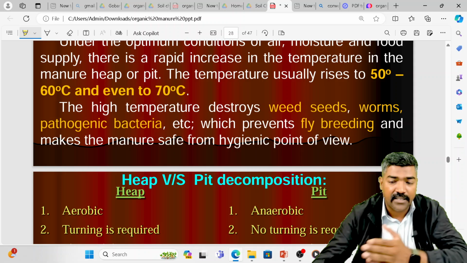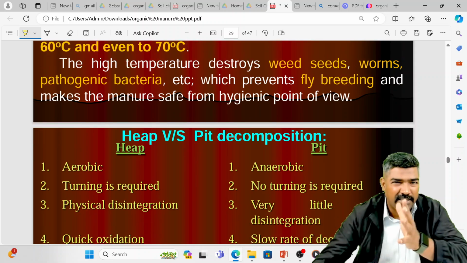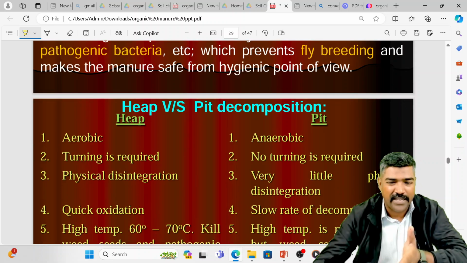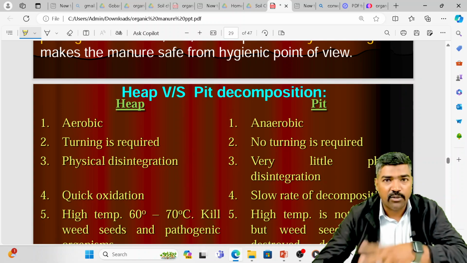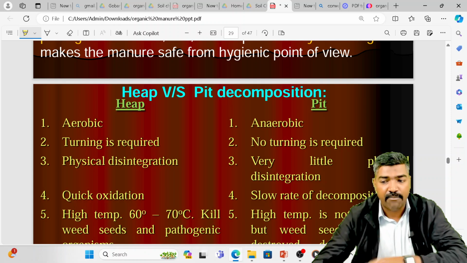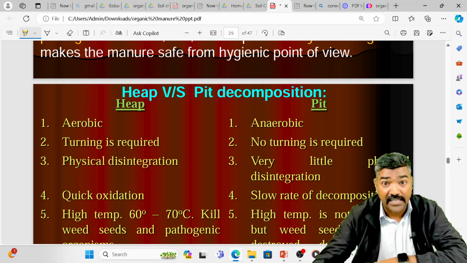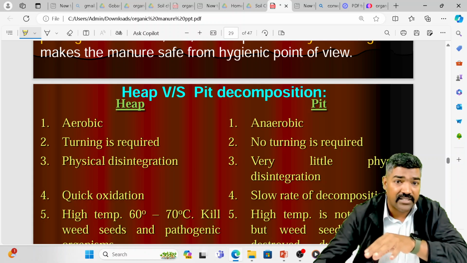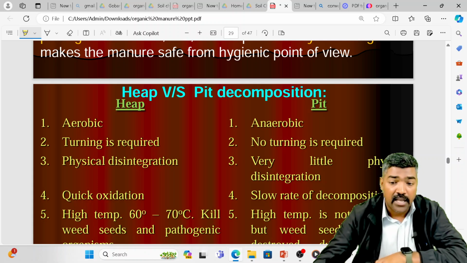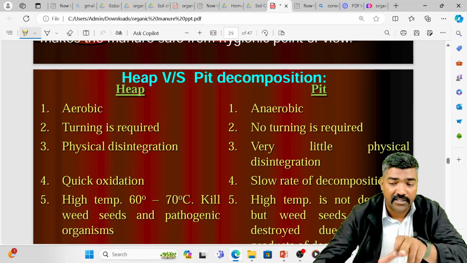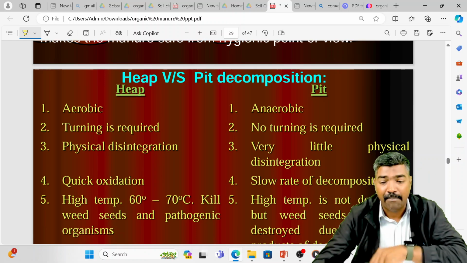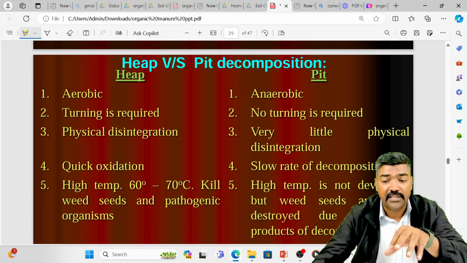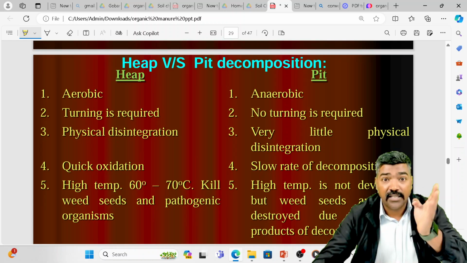So again, I can show you the difference between the heap and the pit. The heap is going to be aerobic and the pit is going to be anaerobic. Turning is required in the heap, no turning is required in the pit. Physical disintegration will be there in the heap, and very little physical disintegration in the pit. A quick oxidation takes place in the heap, and a very slow rate of decomposition happens in the pit.